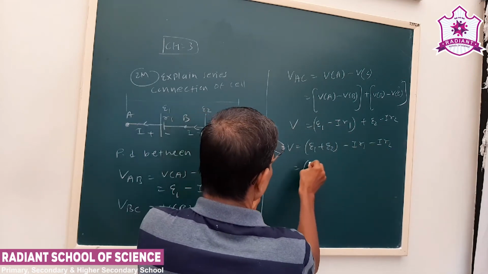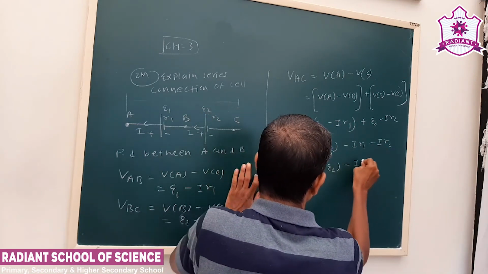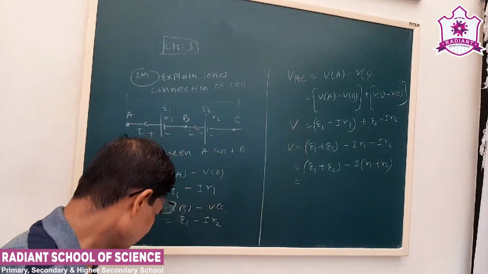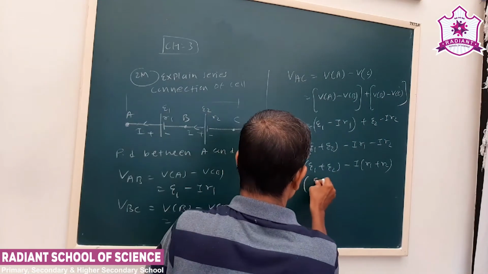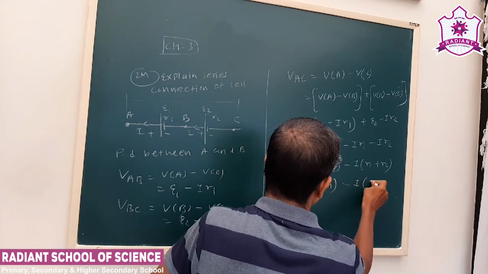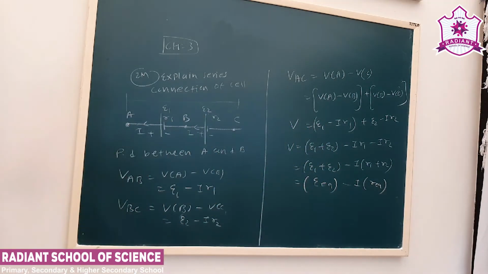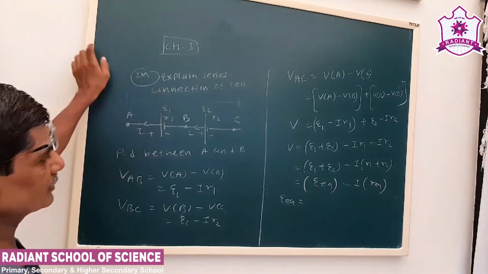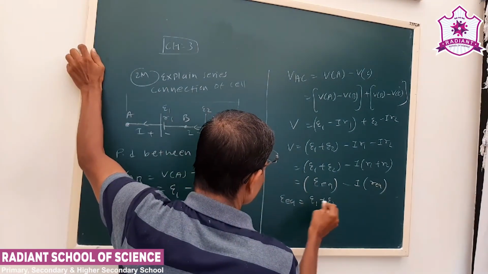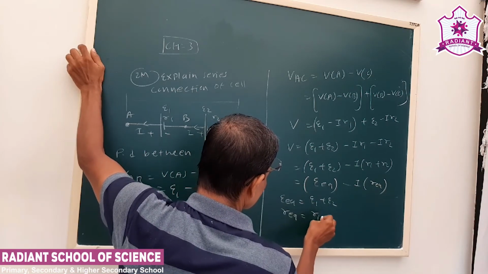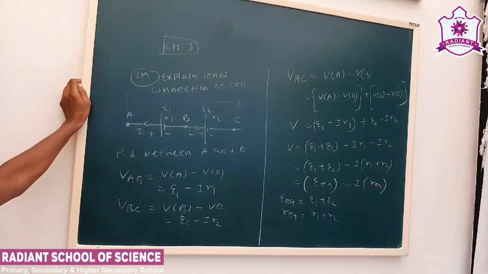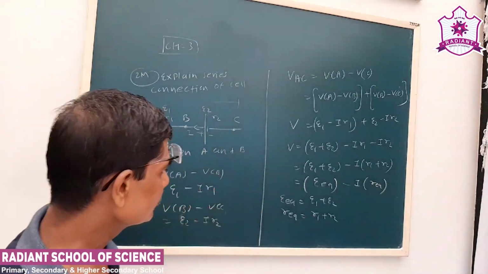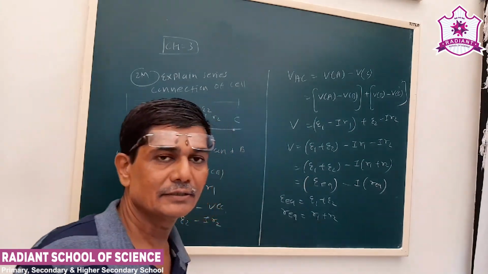E1 plus E2. So if I compare, that is the totality of the equation. That is the equivalent EMF in the series connection, E1 plus E2, and R equivalent. So this is about the equivalent EMF in series connection and the equivalent resistance in series connection.